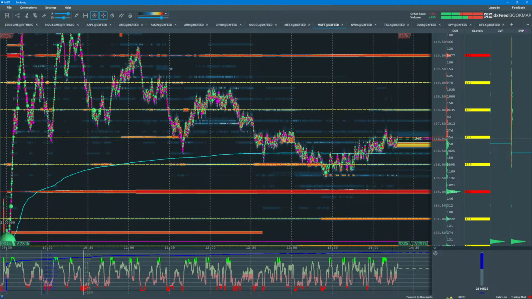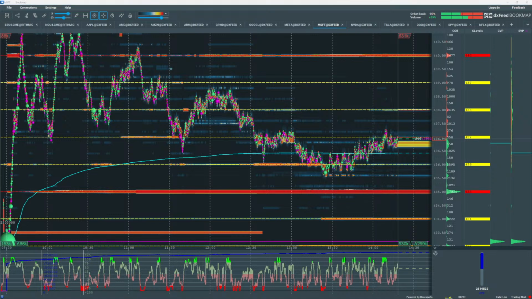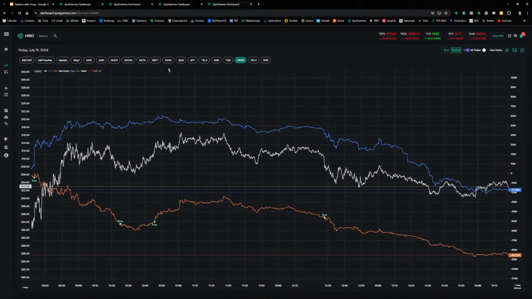All right, here's Microsoft. Let's see what options traders are doing. Again, sorry about the volume dots, huge opening print. Let's go to Microsoft.